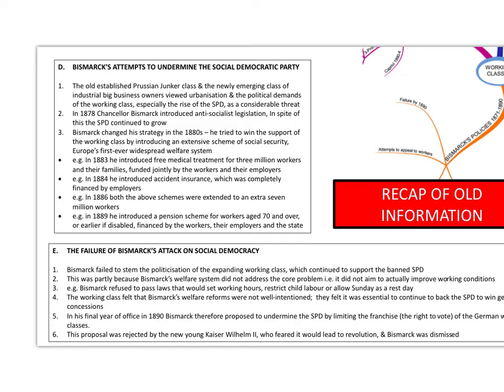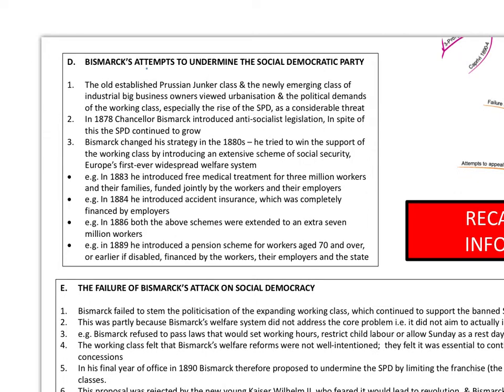Political and economic. So Bismarck, remember, attempted to undermine the Social Democratic Party, and in particular in 1878, remember, he passed the anti-socialist laws. But remember, he changed his strategy in the 1880s, trying to kill socialism by being kind to the workers, by giving them a little bit of what they wanted, sort of a welfare system, free medical treatment, accident insurance, and so on and so forth. Okay, a pension scheme. Now you do need to know those. That's really important that you learn those off by heart.